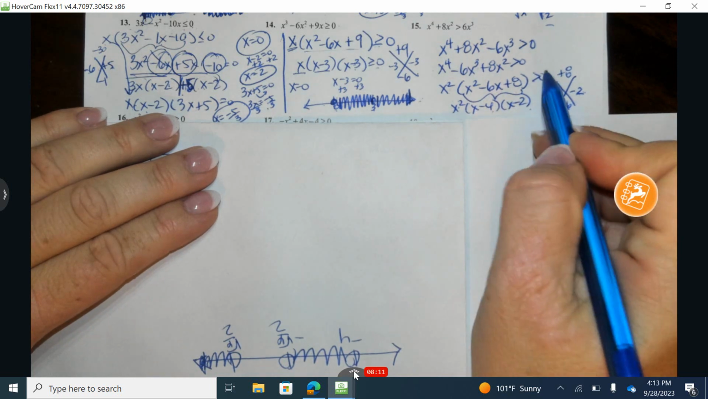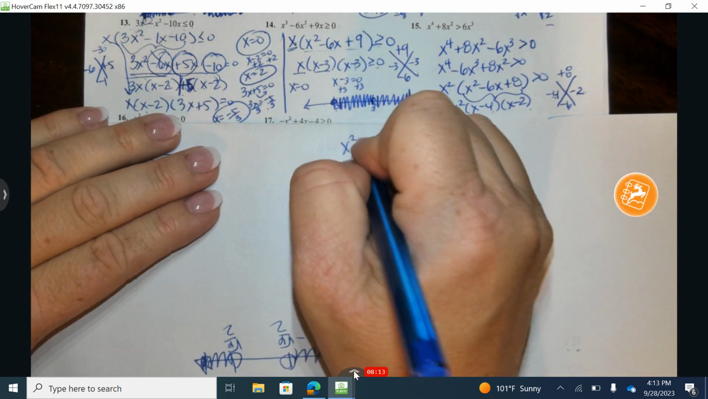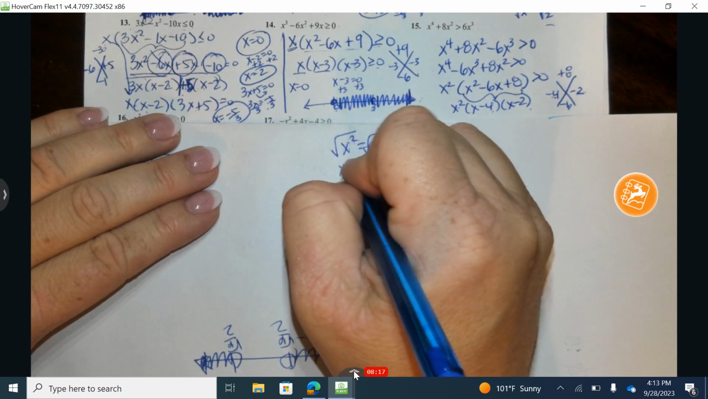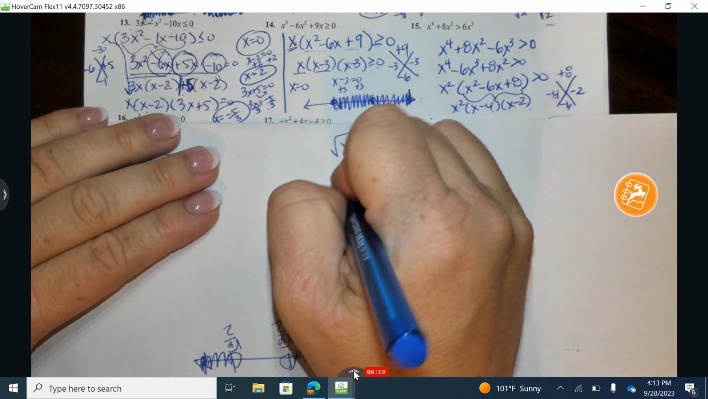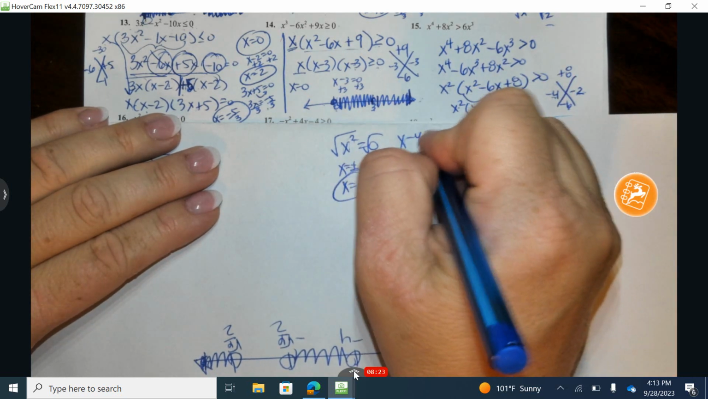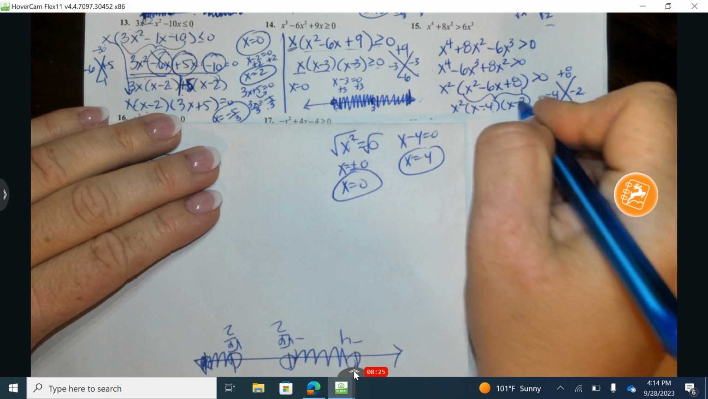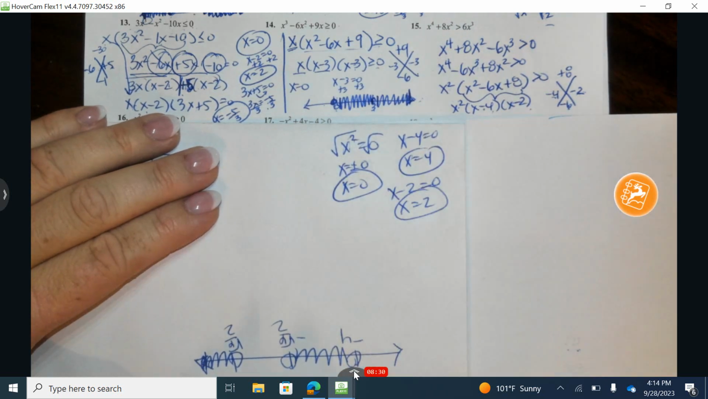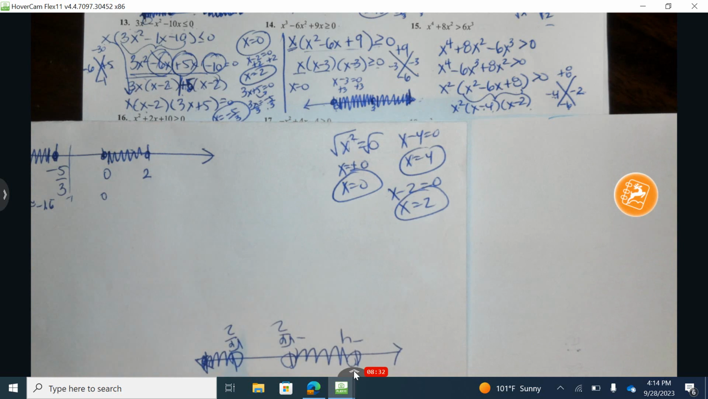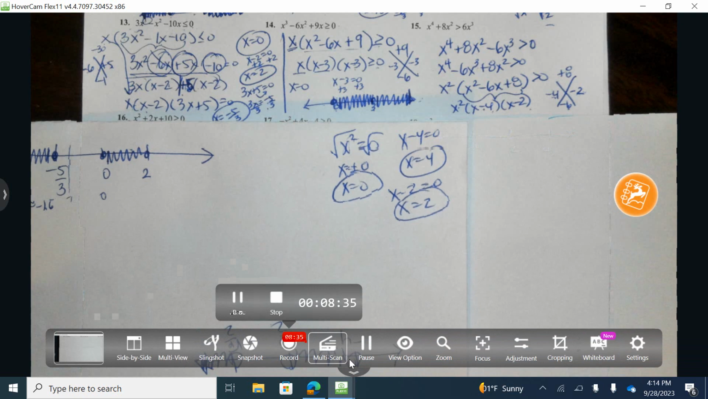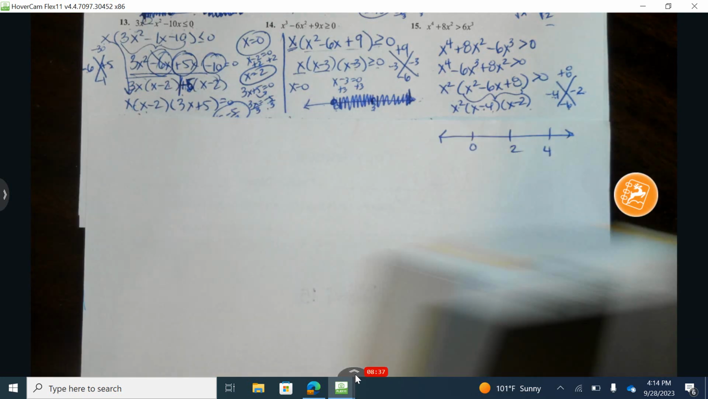I'm going to take each one of these quantities and set it equal to 0. So x squared equals 0. That's 1 times. That means I'm going to have 2 answers, but there's no such thing as plus or minus 0. There's only 0. So that's one of the points. And then I'm going to take x minus 4, set equal to 0. Another one is 4. And x minus 2, set equal to 0. And another one is 2. So I'm going to graph 0, 2, and 4 next. Let me move this paper again. All right, so I got 0, 2, and 4.